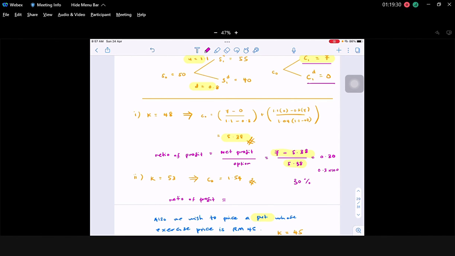So straightforward, kan. So awak boleh kira C1U divided by C0 tolak dengan C0, so divided by C0. So kita akan dapat ratio profit dekat situ. Cuba faham di sebalik apa yang dimaksudkan dengan ratio profit.